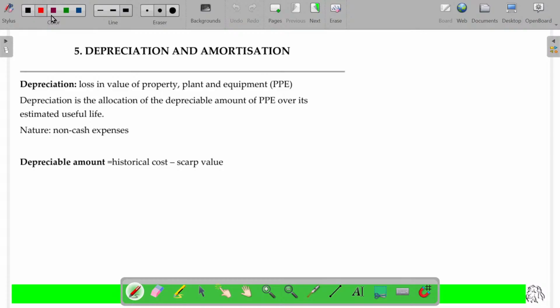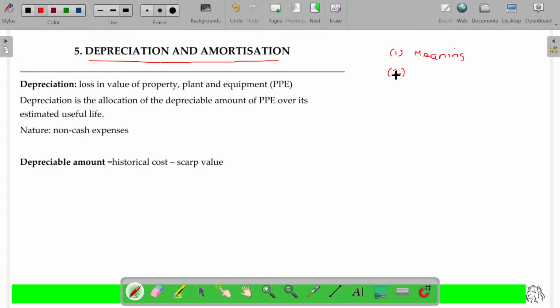So we'll now deal with depreciation and amortization here. Now, what are the points going to be covered here? First of all, you have to understand the meaning of depreciation.